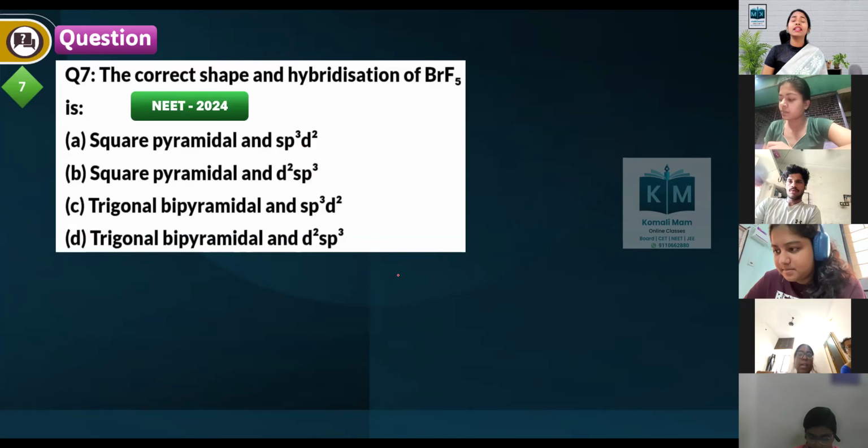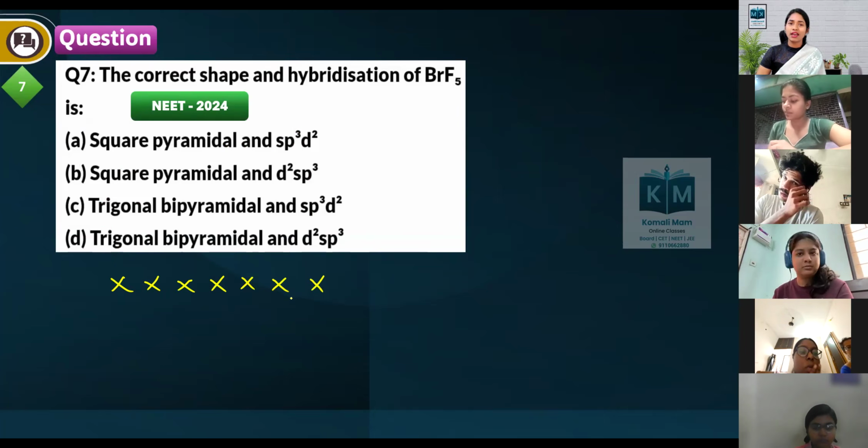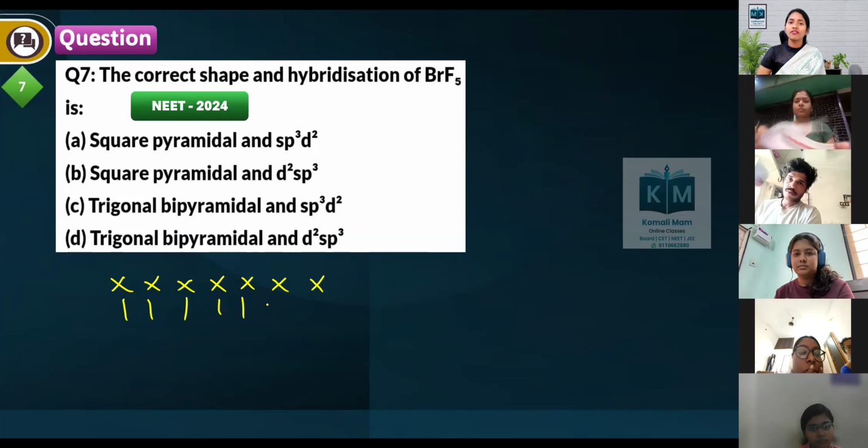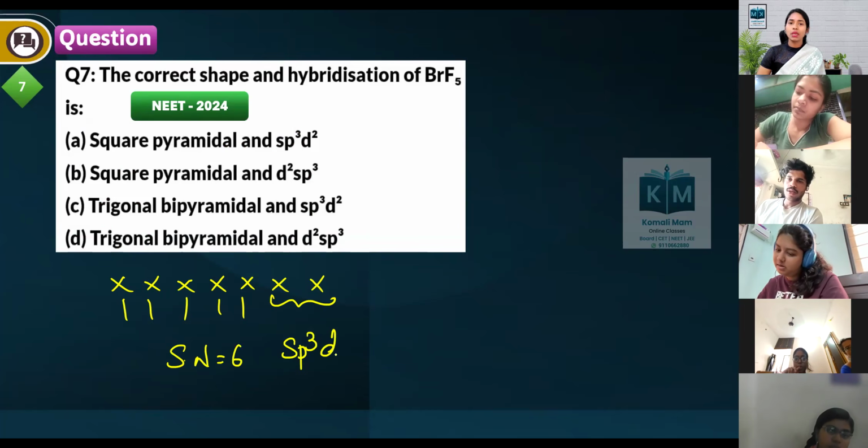The correct shape and hybridization of BrF5. What is BrF5? Bromine has 7 electrons in the valence shell: 1, 2, 3, 4, 5, 6, 7. Then 5 electrons from fluorine in the valence shell. So 1, 2, 3, 4, 5, 6. Steric number is 6, which means sp3d2.